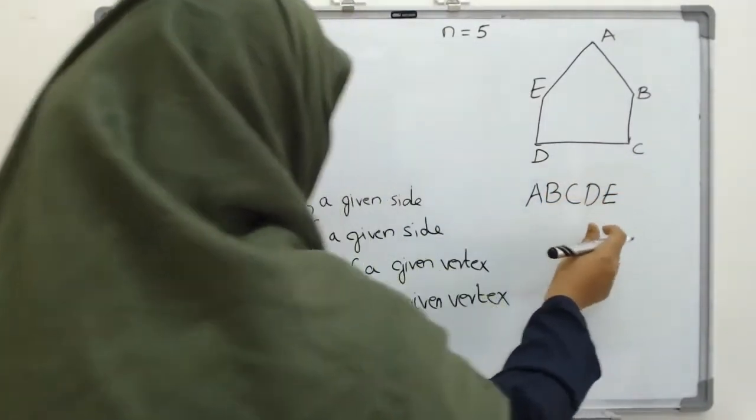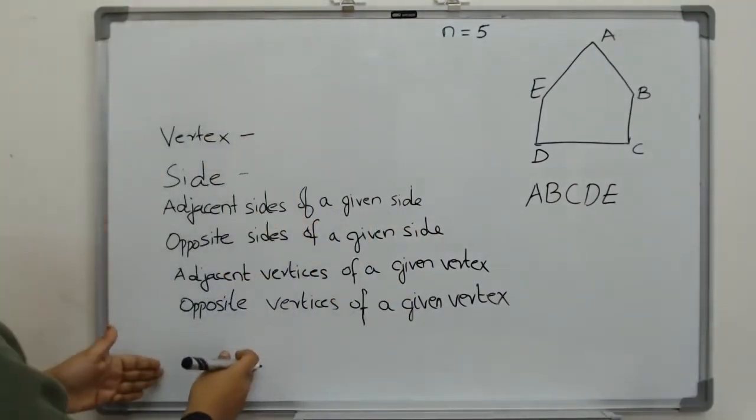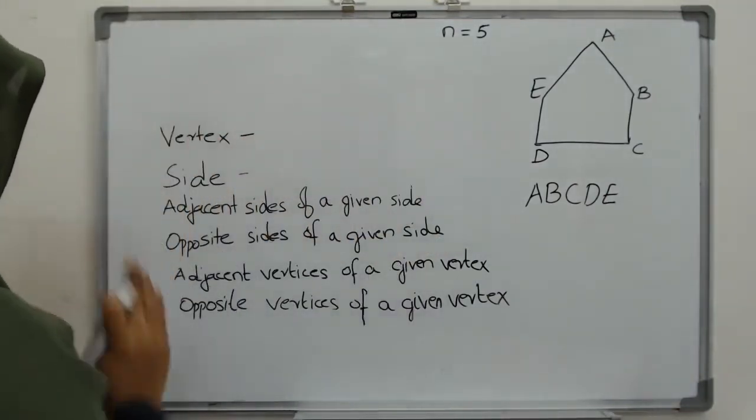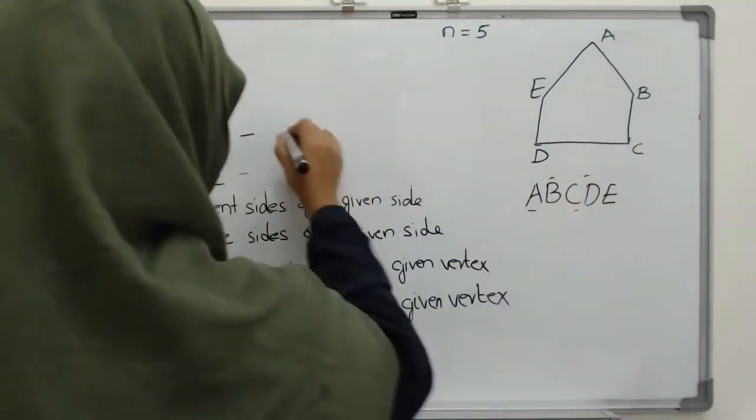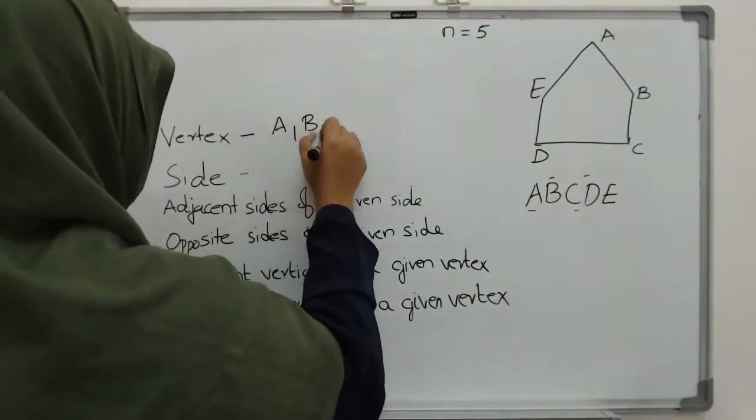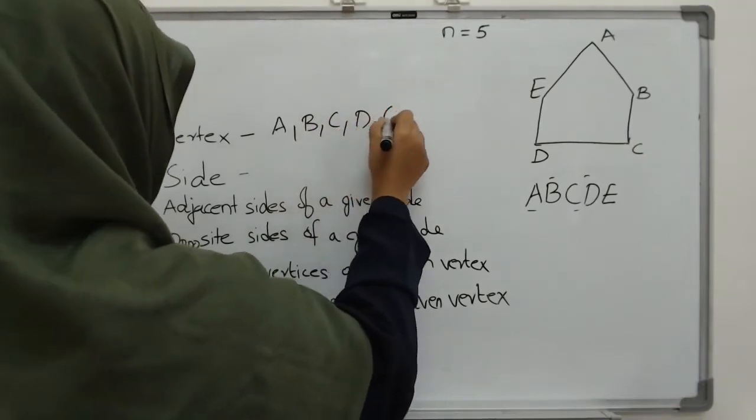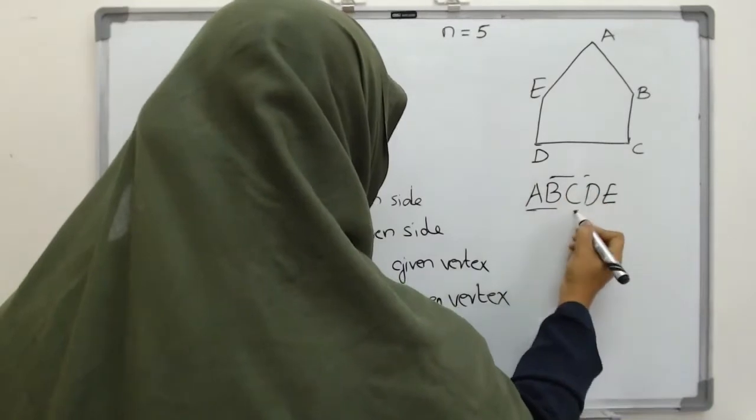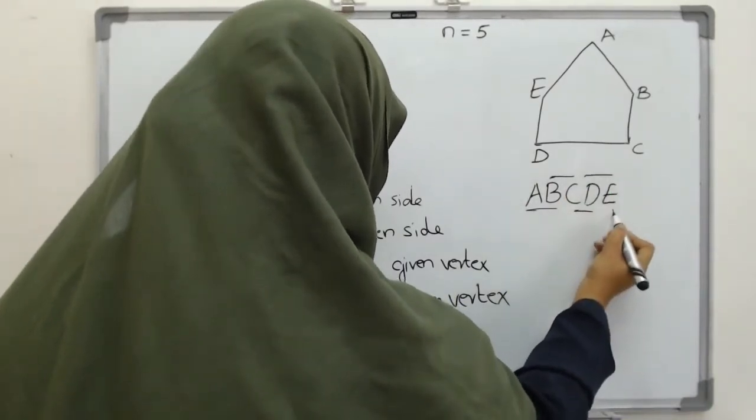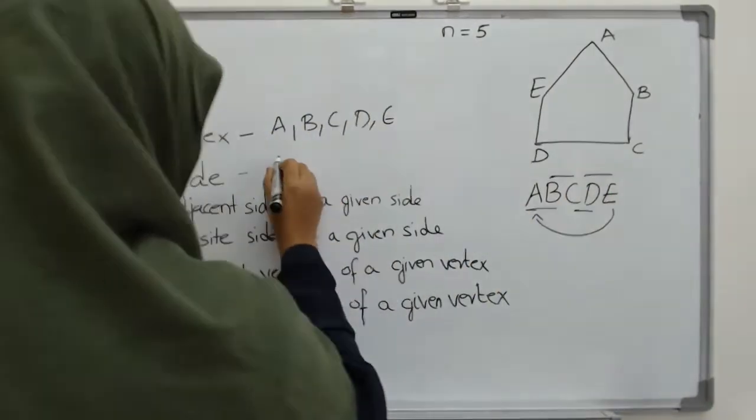Now this will tell you information about all of this. So we start with the vertices. What are the vertices? A, B, C, D, E. Those are the 5 vertices of this pentagon. And next we go to sides. What are the sides? AB, BC, CD, DE and EA.